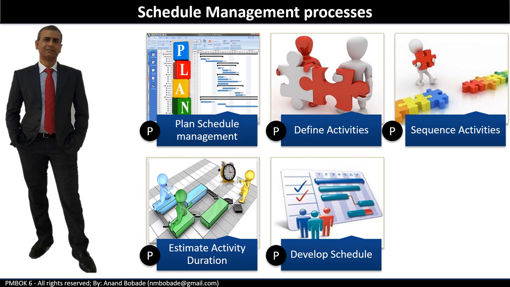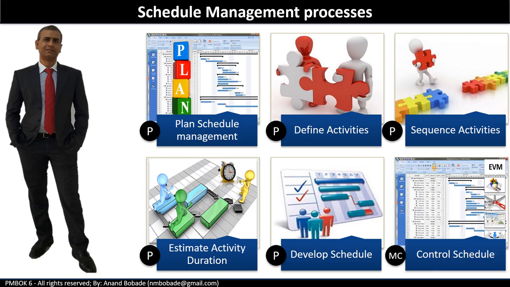And finally, control schedule, which is under monitoring and controlling process group. So first 5 processes are part of planning process group and last process is under monitoring and controlling process group. Control schedule is the process of monitoring the status of project activities to update the project progress and manage changes to the schedule baseline to achieve intended plan.